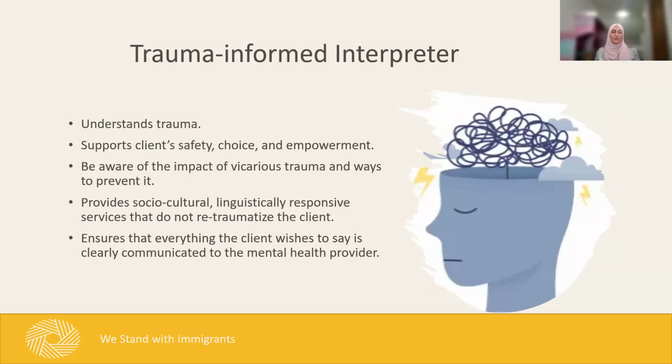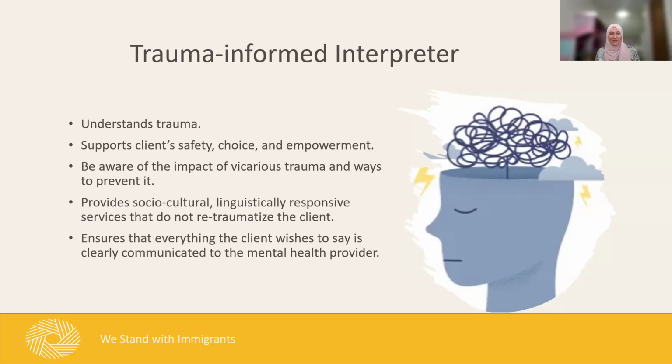What it means to utilize the services of a trauma-informed interpreter. These interpreters are trained in trauma and understand trauma very well. They support the client's safety, choice, and empowerment, are aware of the impact of vicarious trauma and ways to prevent it, and provide social, cultural, linguistically responsive services that do not re-traumatize the client. And sometimes what is re-traumatizing varies by culture.